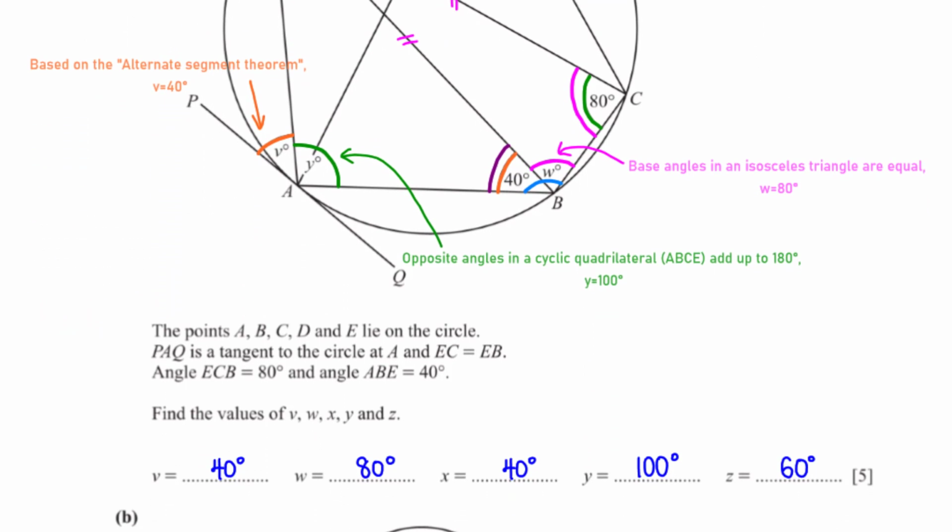The points A, B, C, D, and E lie on the circle. PAQ is a tangent to the circle at A, and EC equals EB. Angle ECB equals 80 degrees and angle ABE equals 40 degrees. Find the values of V, W, X, Y, and Z.